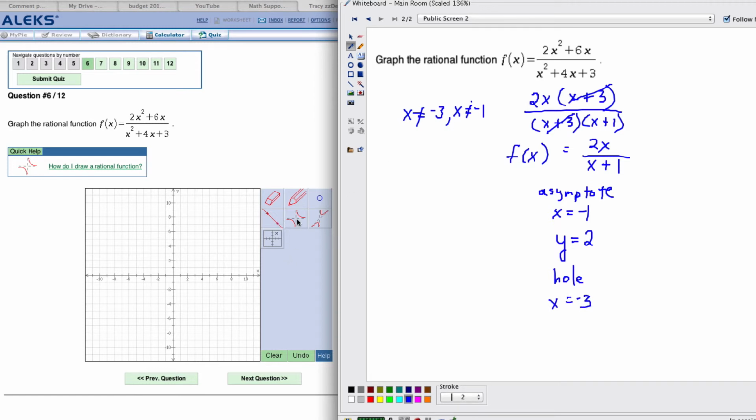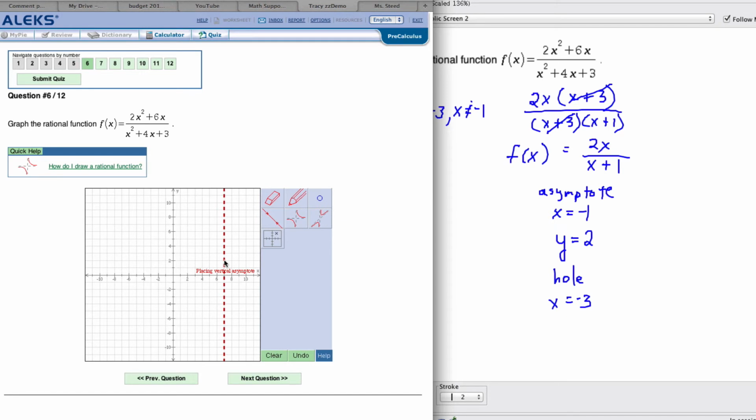So let's go ahead and plot our asymptotes: x equals negative 1 and y equals 2. And then we're going to place a point to the right of x equals negative 1, so that's 0. If I replace x with 0 here, I get 2 times 0, which is 0, over 0 plus 1. So you end up with 0 over 1, which is just 0. So when x is 0, y is 0.